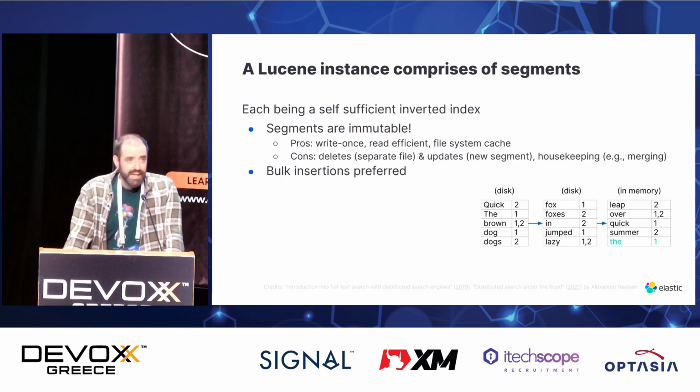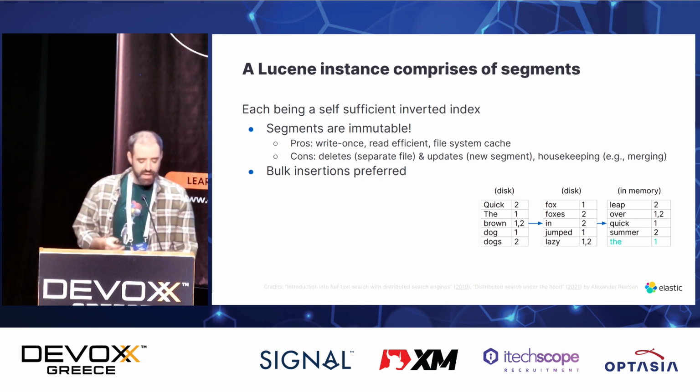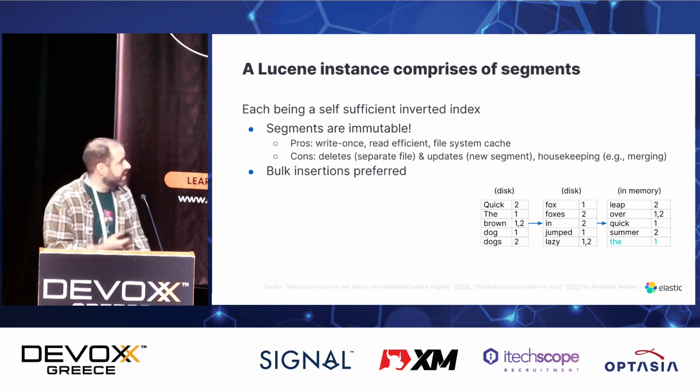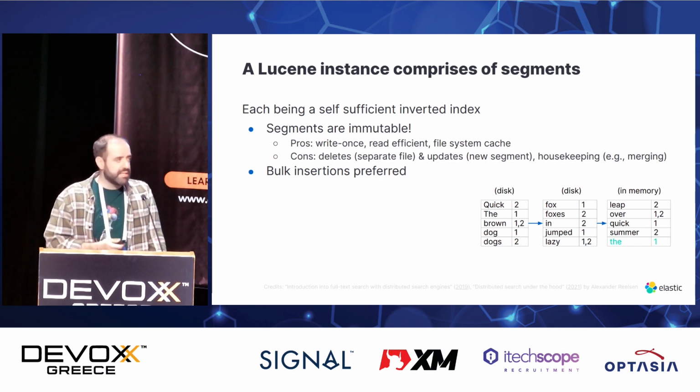A Lucene index is comprised of multiple segments. Segments in Lucene are immutable. That's a basic property of them. And each segment is a self-contained, self-sufficient inverted index. Now, this immutability gives us some advantages and disadvantages. The main advantage is that they are read efficient, so you can pretty quickly search them, and it uses the file system cache a lot. But there are some disadvantages. We need to do a lot of housekeeping, and Lucene also needs to do a lot of housekeeping.